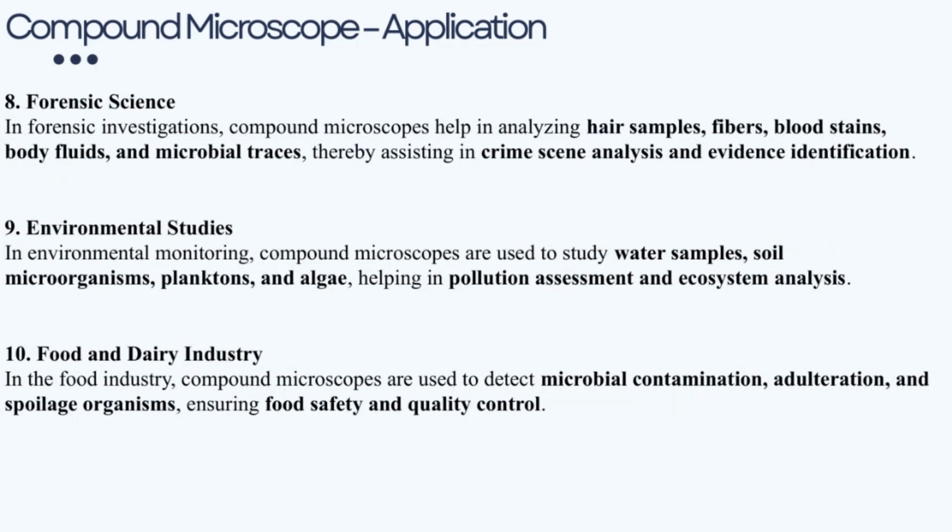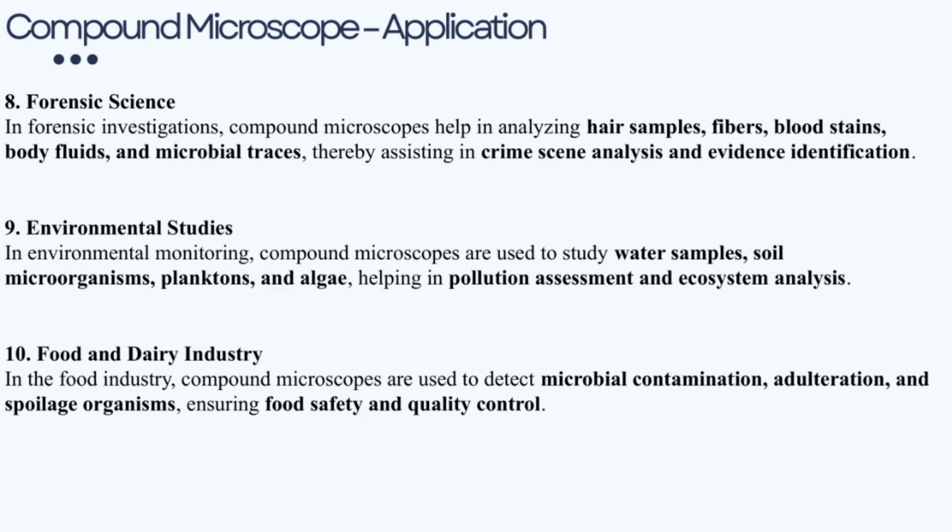Let's explore how compound microscopes are used across different fields. In forensic science, these microscopes are crucial for analyzing various evidence like hair samples, fibers, blood stains, body fluids, and even microbial traces. By examining these small details, investigators can piece together crime scene information and identify evidence more accurately. Moving on to environmental studies, these microscopes help us study water samples, soil microorganisms, planktons, and algae. This detailed examination is essential for assessing pollution levels and understanding ecosystem health.